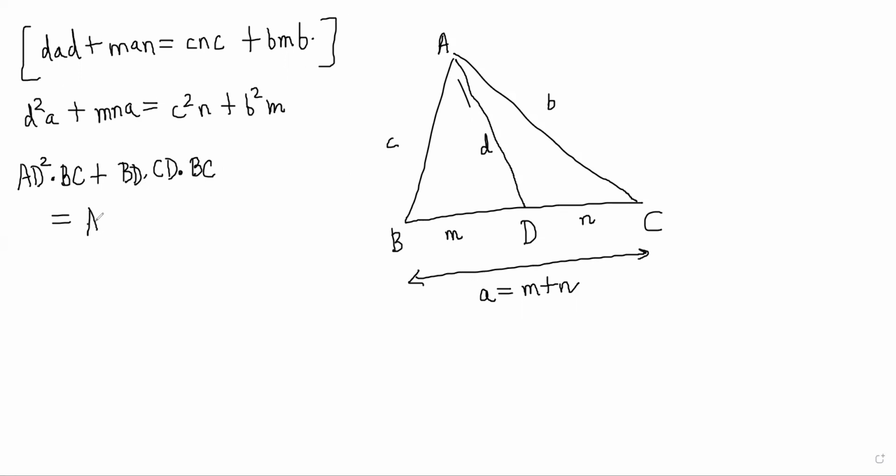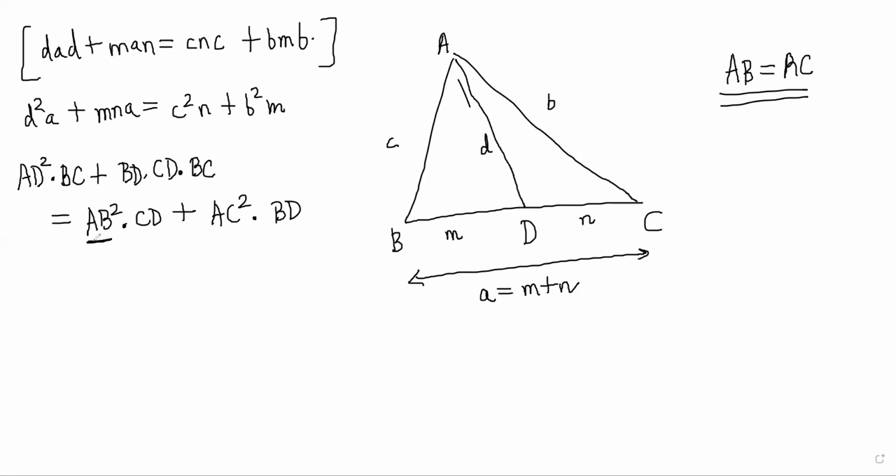C square N will be AB square into N, which is CD, plus B square M. B square M will be AC square into M, which is BD, right? So we have this relation from Stewart's theorem. Now, if you recall, the triangle was isosceles. So AB is equal to AC, right? AB is equal to AC.